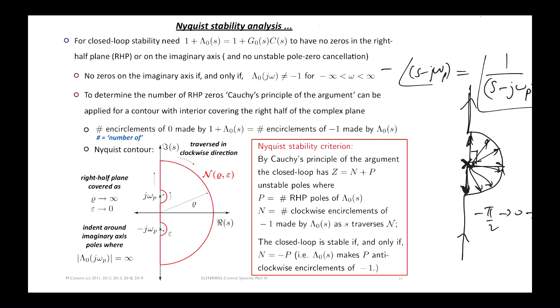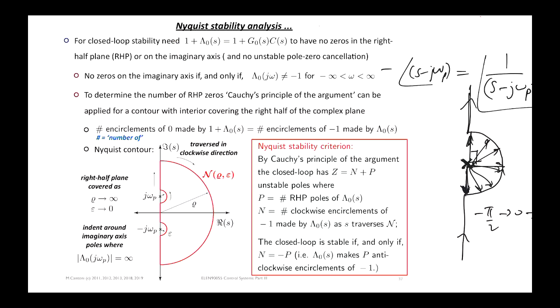So as we saw last time, we're trying to determine how many zeros this rational function has in the right half plane. The zeros of this rational function are the closed loop poles. Lambda here is the open loop transfer function, the product of the plant and controller transfer functions. So we know that the zeros of this are the closed loop poles.